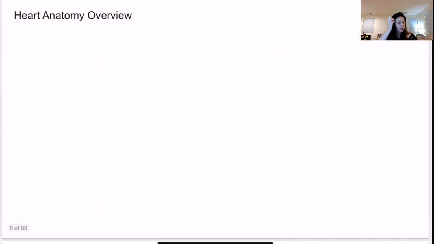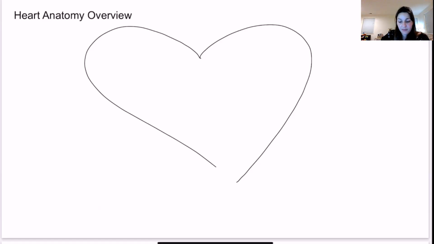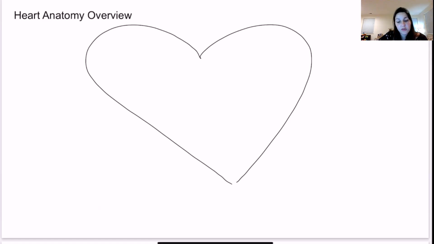So let's talk about heart anatomy. Before we start looking at really complicated images of the heart, I like to start kind of simple. I'm a cartoon image kind of person, so I'm going to draw a cartoon image for you so that we have some common language to talk about. So here's my heart. It's a wonky heart. Let's make it prettier. Well, that wasn't better, so we'll just keep that.